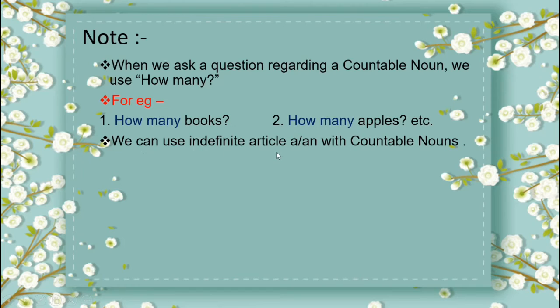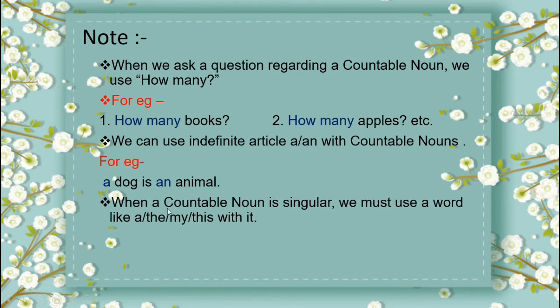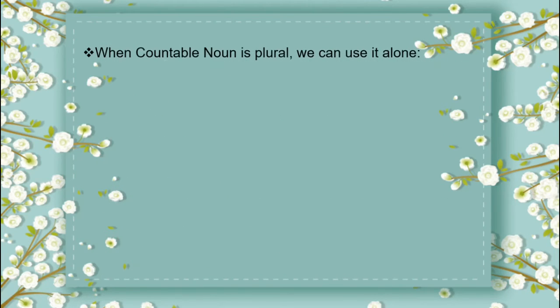We can use indefinite articles a and an with countable nouns. For example, a dog is an animal. When a countable noun is singular, we must use a word like a, the, my, this with it. For example, I want an orange. Where is my bottle? Students, when a countable noun is plural, we can use it alone. Like, I like oranges. Similarly, bottles can break. There's no need to write two bottles can break or four bottles can break.